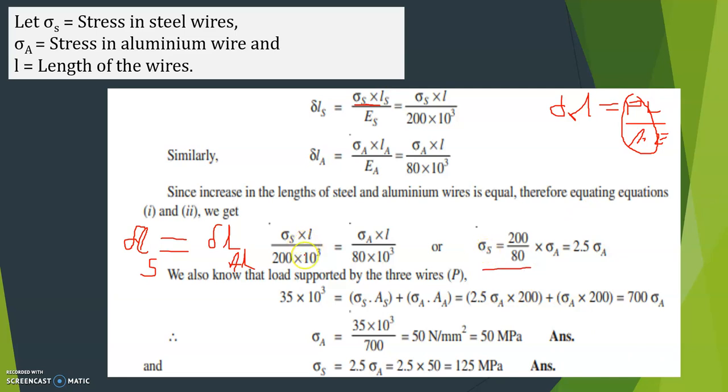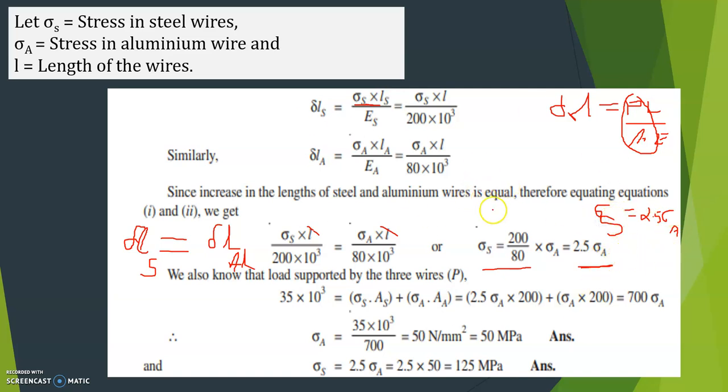So sigma S is equal to 200 into 10 raised to 3 divided by 80 into 10 raised to 3. This L gets cancelled. So what you will get is sigma S is equal to 2.5 times sigma A. Sigma S is equal to 2.5 times sigma A. This is what you will get.